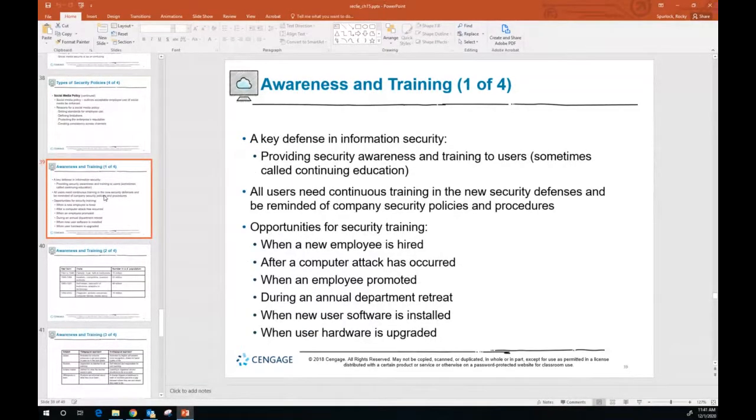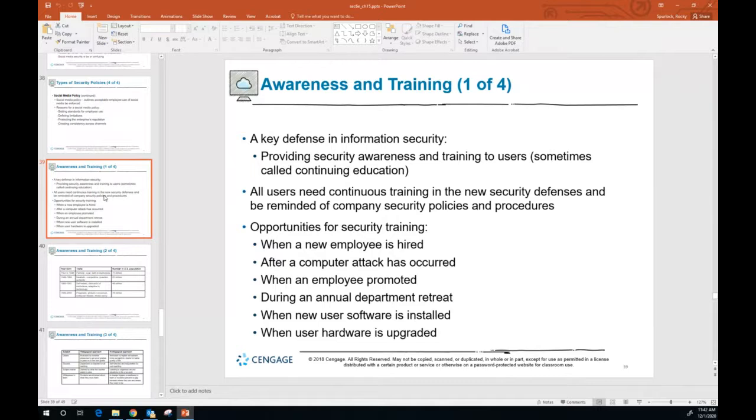A key defense in information security is training. So you want to provide security awareness and training to the users. This is sometimes called continuing education. All users will need continuous education, continuous training, and new security defenses, and also to be reminded of company security policies and procedures. Now, there are a couple opportunities for security training.